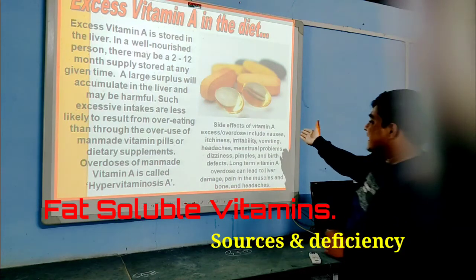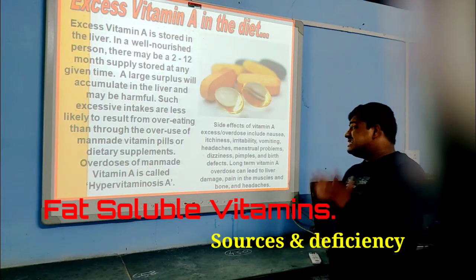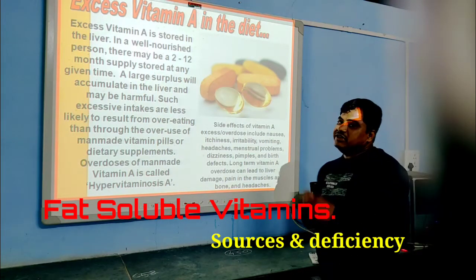Side effects of excess vitamin A overdose include nausea, dizziness, irritability, vomiting, headache, menstrual problems, pimples, and birth defects.